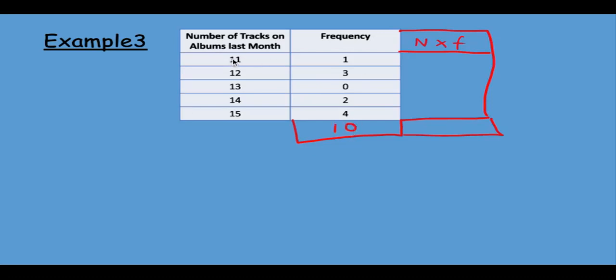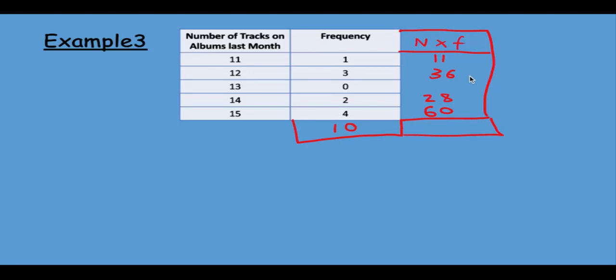And then we'll fit in the n times f column. So we've got 11 times 1, 11. Just get rid of that. So 11 times 1 is 11. 12 times 3 is 36. 13 times 0 is 0. 14 times 2 is 28. And then 15 times 4 is 60. I have to think about that for a moment.